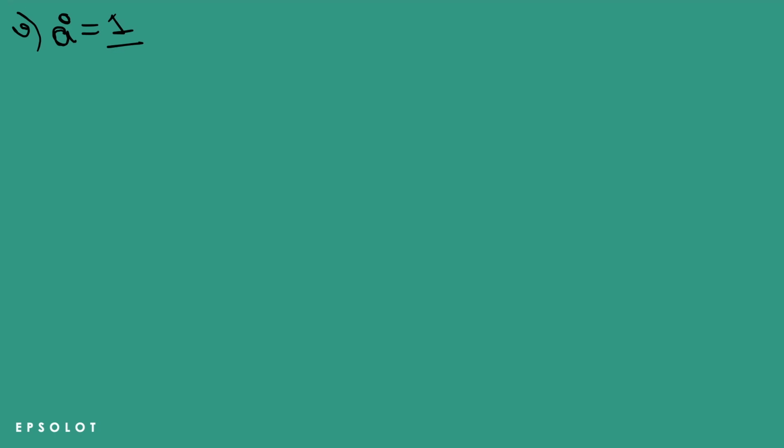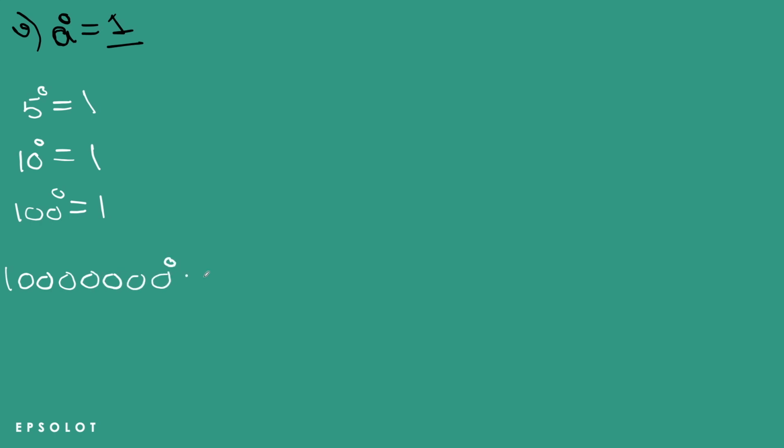So regardless of what number you have in mind, you can have 5 to the power of 0, that would be 1. 10 to the power of 0, that would be 1. 100 to the power of 0, that would be 1. And let's just say I write a huge number to the power of 1, to the power of 0, that will be 1. That is simply the definition.